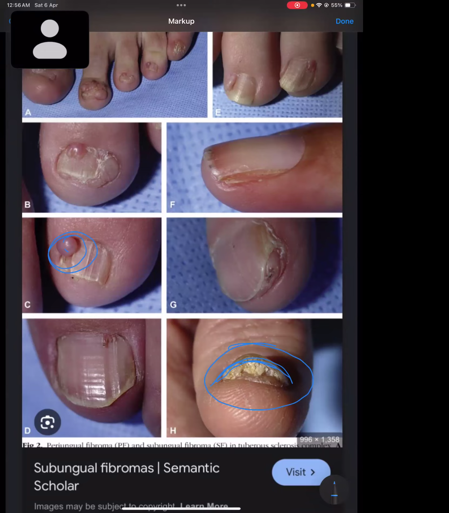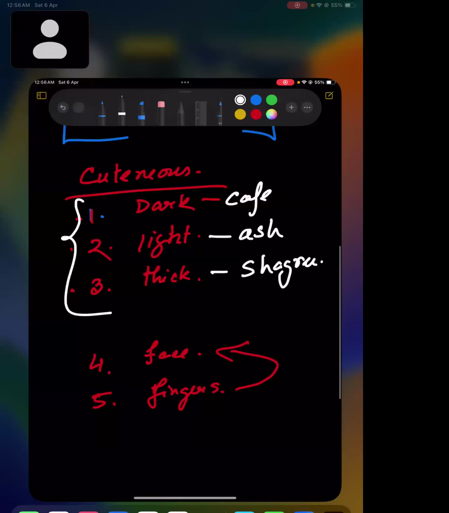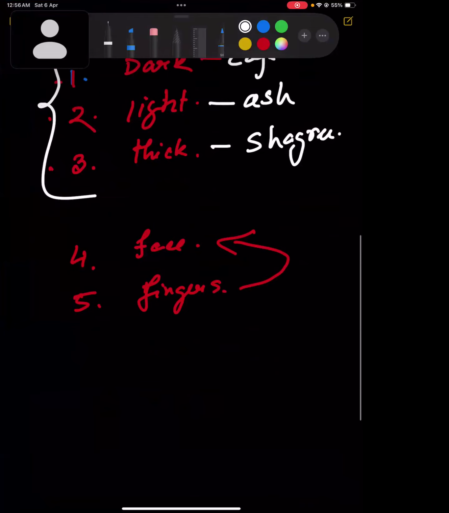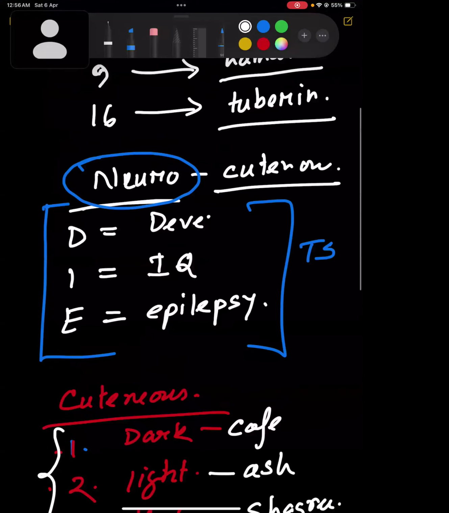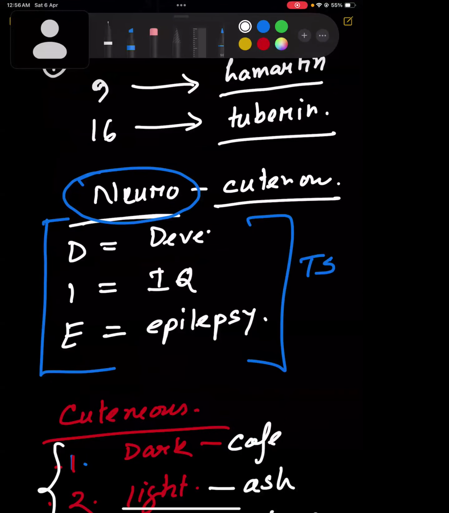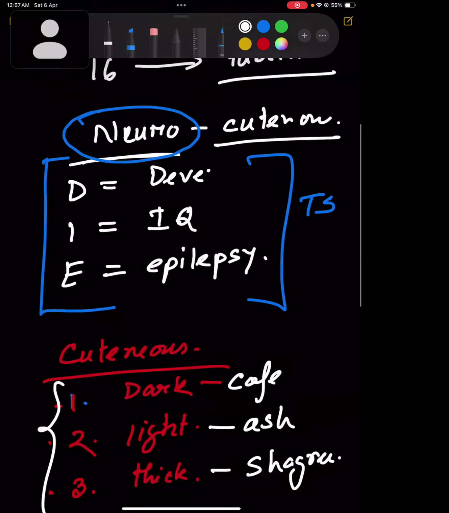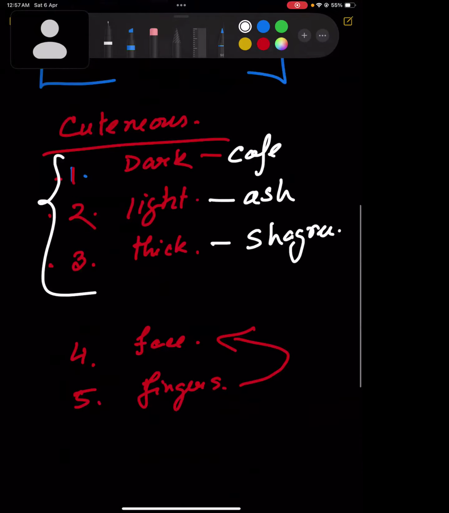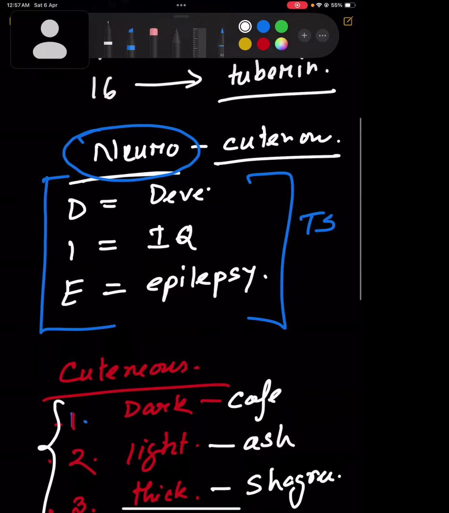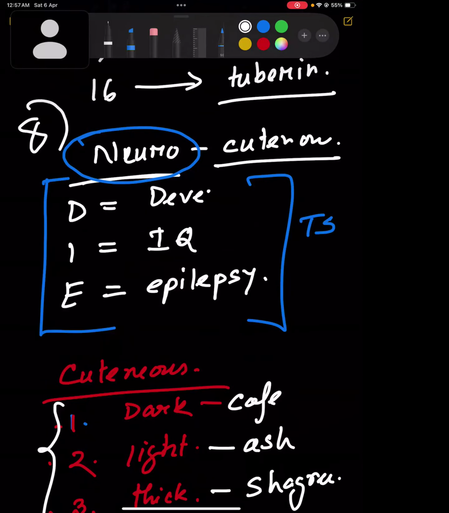Is it clear? Tell me the cutaneous and neurological feature. Is it clear? They will mention 2-3 features from here and they will ask you what is the diagnosis. So if you miss 1 or 2 or if you don't remember, then you cannot diagnose that, right? Okay. Now come, this is important, these 5 features from cutaneous and 3 features from neuro. If you can remember these 8 features, you finish your tuberous sclerosis. That's it.